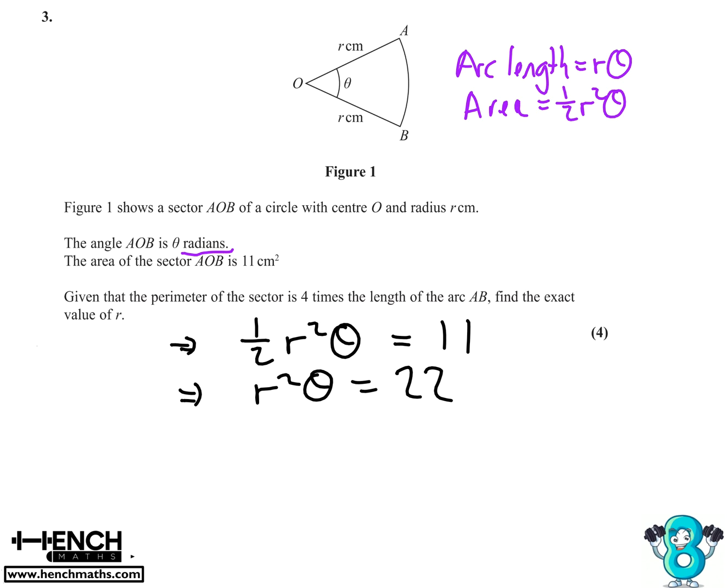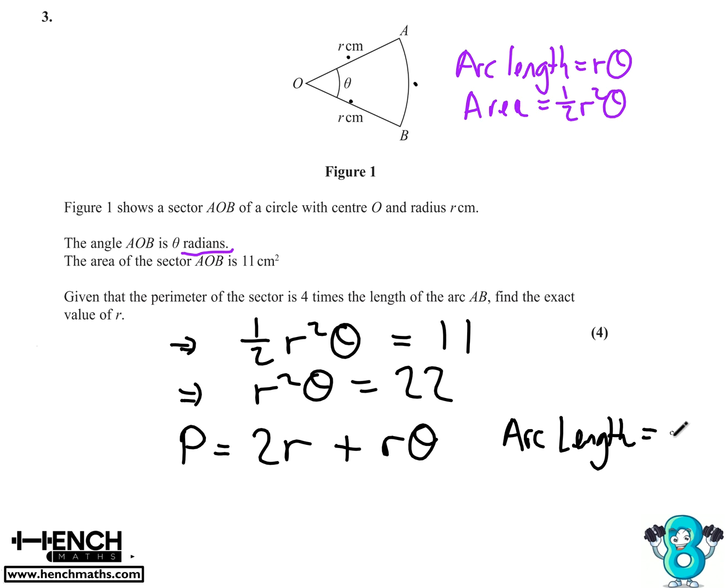We also know that the perimeter is 4 times the length of the arc. So the perimeter is made of two radii and the arc length. So the perimeter would be equal to 2R plus the arc length, which is R theta. The arc length itself will be R theta.